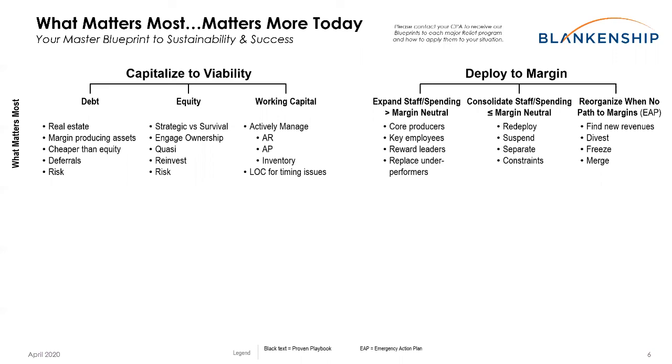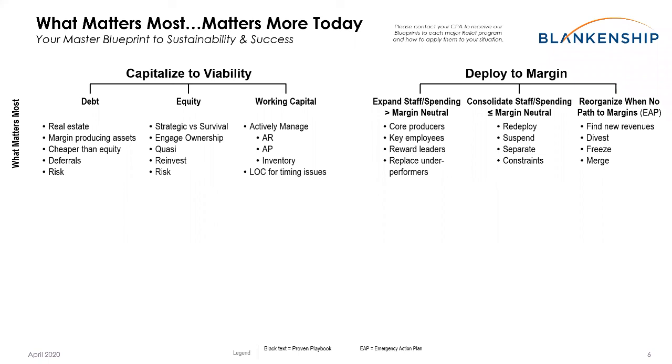So deploy to margin. What exactly do we mean when we say this? We're talking about expanding staff and spending that is greater than margin neutral. So in other words, we want to spend our resources on those things that are creating positive margin. Equally as much, that next point there is about not spending our resources on those things that are less than or equal to margin neutral. In other words, as I mentioned earlier, we're spending money on something that is creating less revenue. And then lastly, reorganize. We'll come to that.